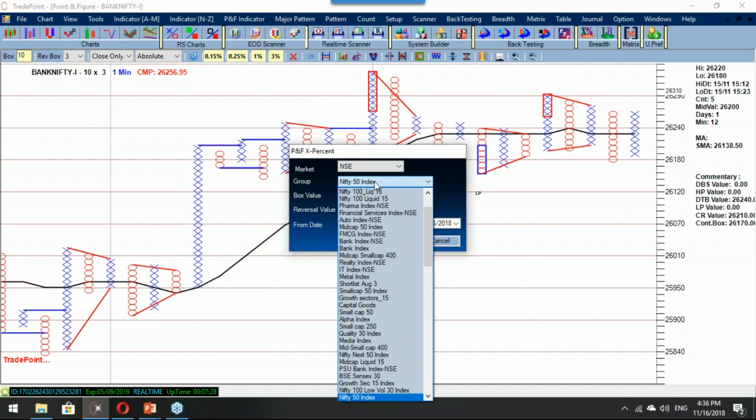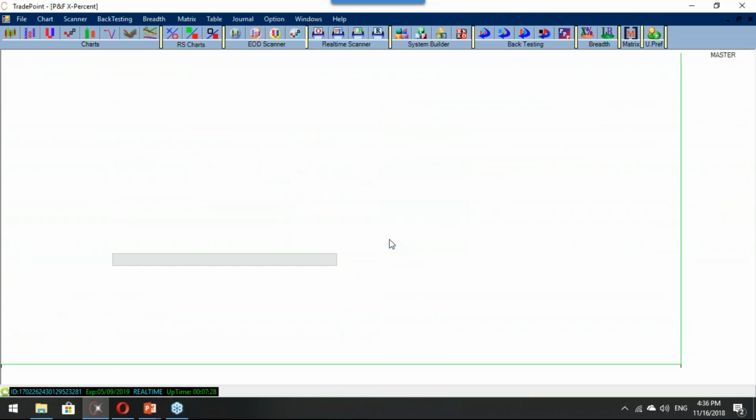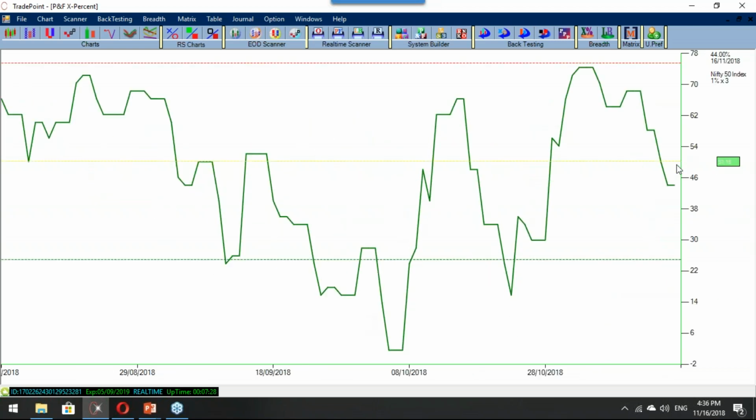Give me a second, guys. Let me just load up the breadth indicator. The PFX percent is the breadth indicator that we normally refer to, and it's in a neutral territory, so nothing to worry about. So the breadth is very accommodative.